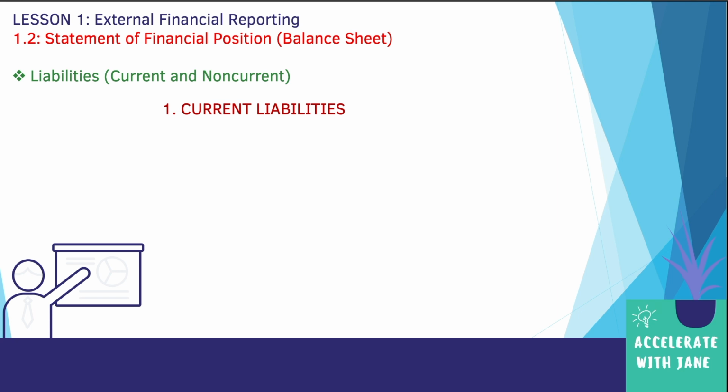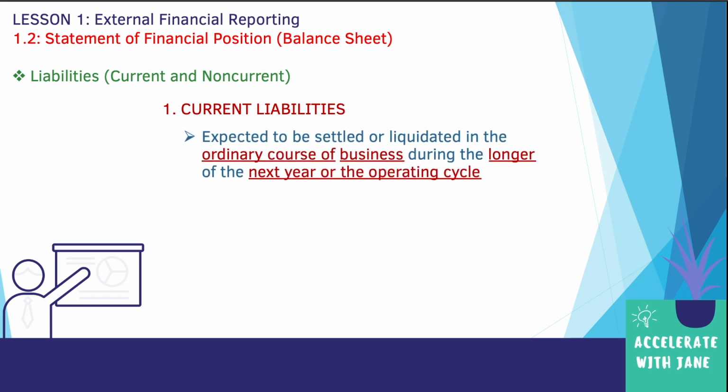So here is the definition of the current liabilities per standards. Current liabilities are expected to be settled or liquidated in the ordinary course of business during the longer of the next year or the operating cycle. So take note, both current assets and current liabilities, these items are within the ordinary course of business.